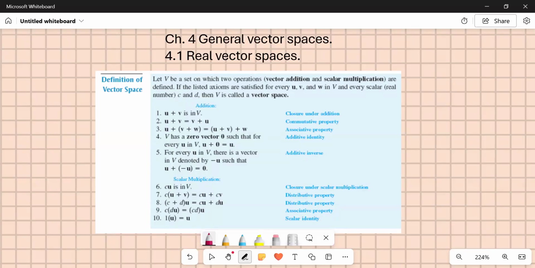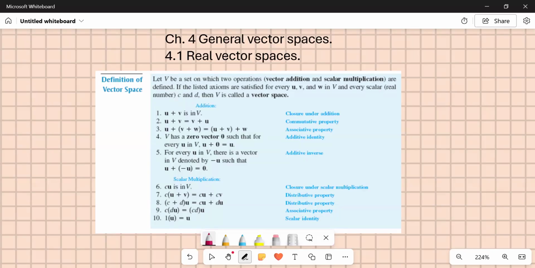As you remember, for two- and three-dimensional vector spaces, we have vector addition. We can add two vectors, right? We also can multiply a vector by a scalar, and we also had an operation which was a dot product. Here, we are going to talk about only two operations: addition of two vectors and multiplication of a vector by a scalar. So let's read the definition.